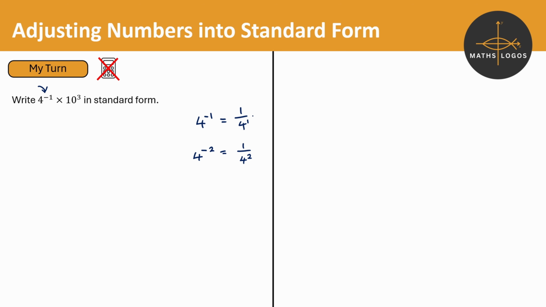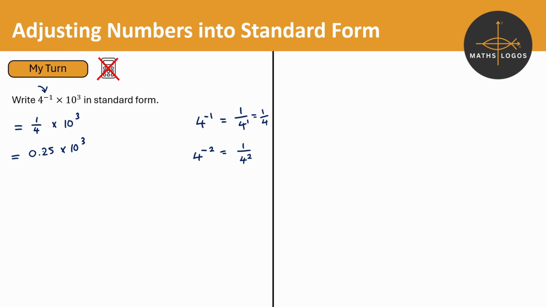Okay, but when it comes to 4 to the negative 1, yes, of course, it is 1 over 4 to the power of 1, but really we don't need to write that. We could just go straight to 1/4. Okay, so that's what 4 to the power of negative 1 is. It's 1/4 multiplied by 10 to the power of 3. Now I'm going to write 1/4 as a decimal. It's 0.25 multiplied by 10 to the power of 3.